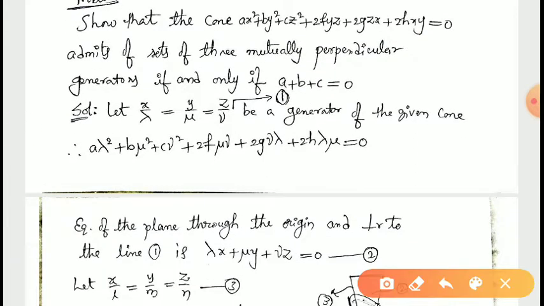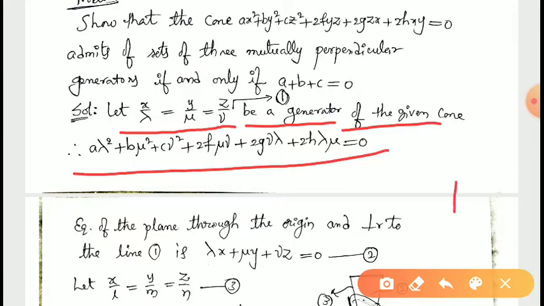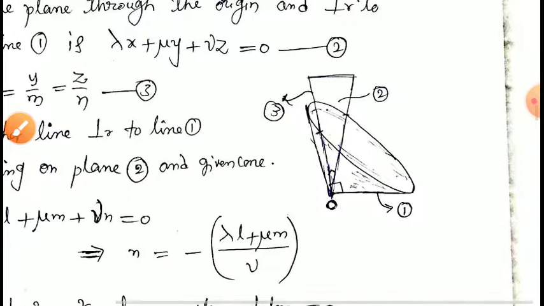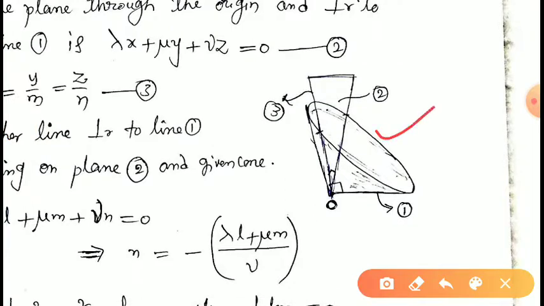One of these three is x by lambda is equal to y by mu is equal to z by nu. So let x by lambda is equal to y by mu is equal to z by nu be a generator of the given cone. You can see in the diagram, this is the given cone, and this is the generator of the given cone, that is x by lambda is equal to y by mu is equal to z by nu.